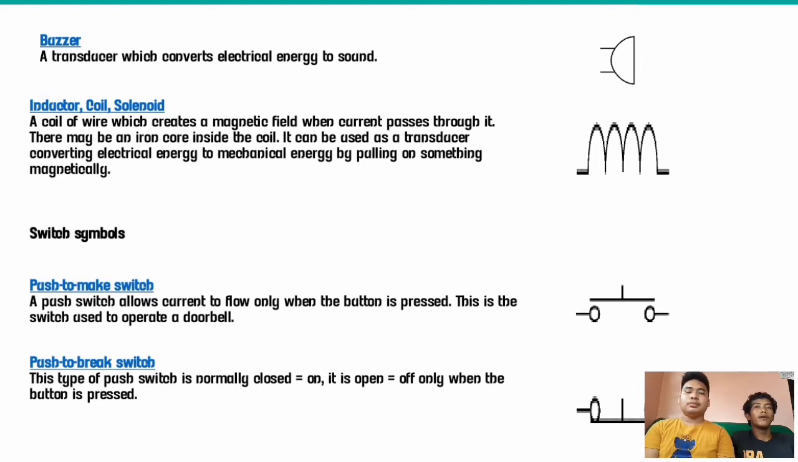Switch symbols. Push to make switch: a push switch allows current to flow only when the button is pressed. This is the switch used to operate a doorbell. Push to break switch: this type of push switch is normally closed and is open off only when the button is pressed.